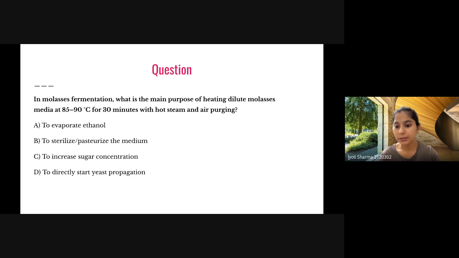Okay, so I got B answer from Venkateshwara. So yes, why we are heating the dilute molasses at 85 to 90 degrees Celsius for 30 minutes is that we want to sterilize or pasteurize the medium. So B is the right answer.